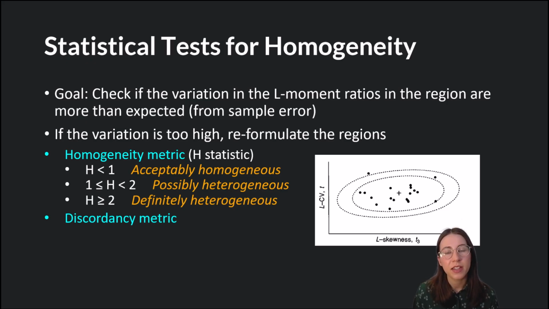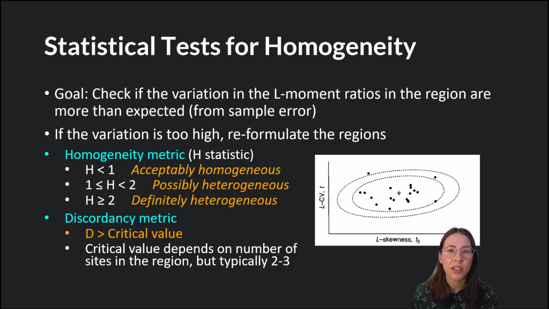The other statistical test we'll talk about is the discordancy metric. This metric is calculated for each site rather than for each region. The discordancy metric is compared against a critical value. If the discordancy D is above the critical value, then the site is considered to be discordant, and it might not belong in that region. The critical value depends on the number of sites in the region, but is typically on the range of 2 to 3. In the figure to the right, we see a plot of the L-moment ratios L-skewness versus L-CV.